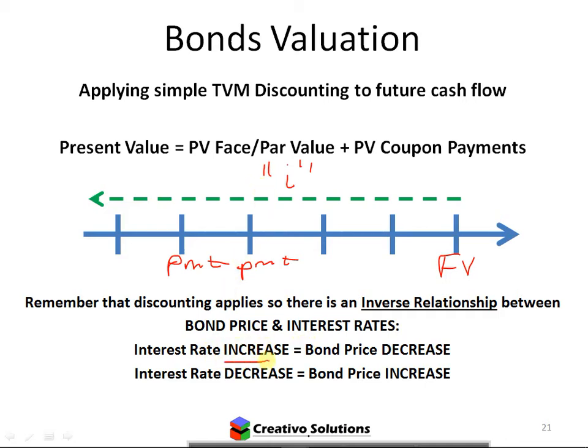Okay, so there's the note. Inverse relationship. If I increase the I, I decrease the bond. If I decrease the I, I increase the bond. Is that right? Decrease the I, increase the bond. Increase the I, decrease the bond. Okay, it's inverse. The one goes up, the other comes down.